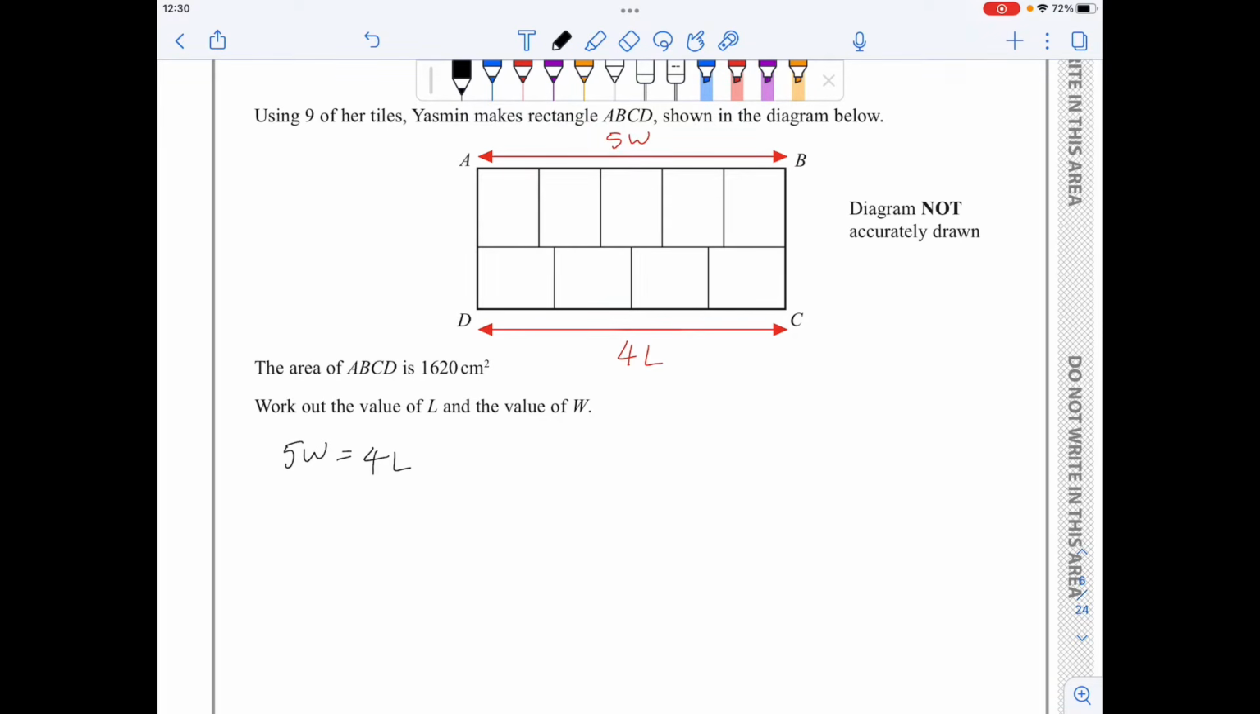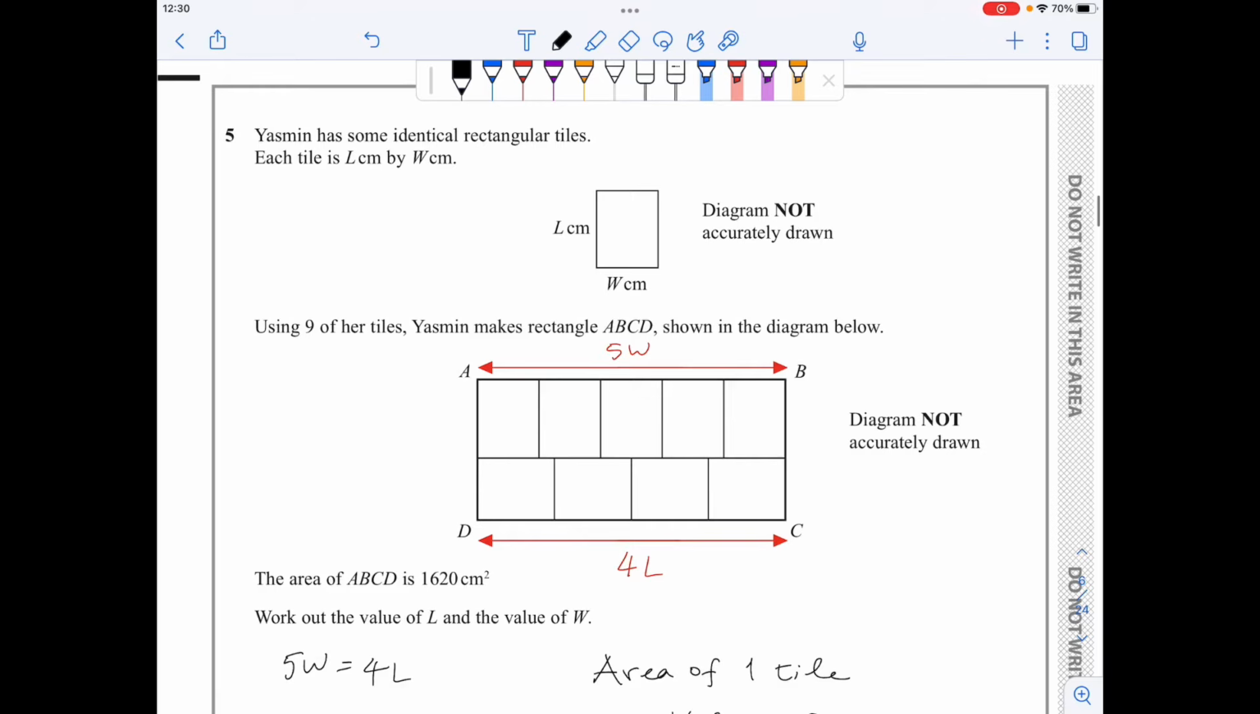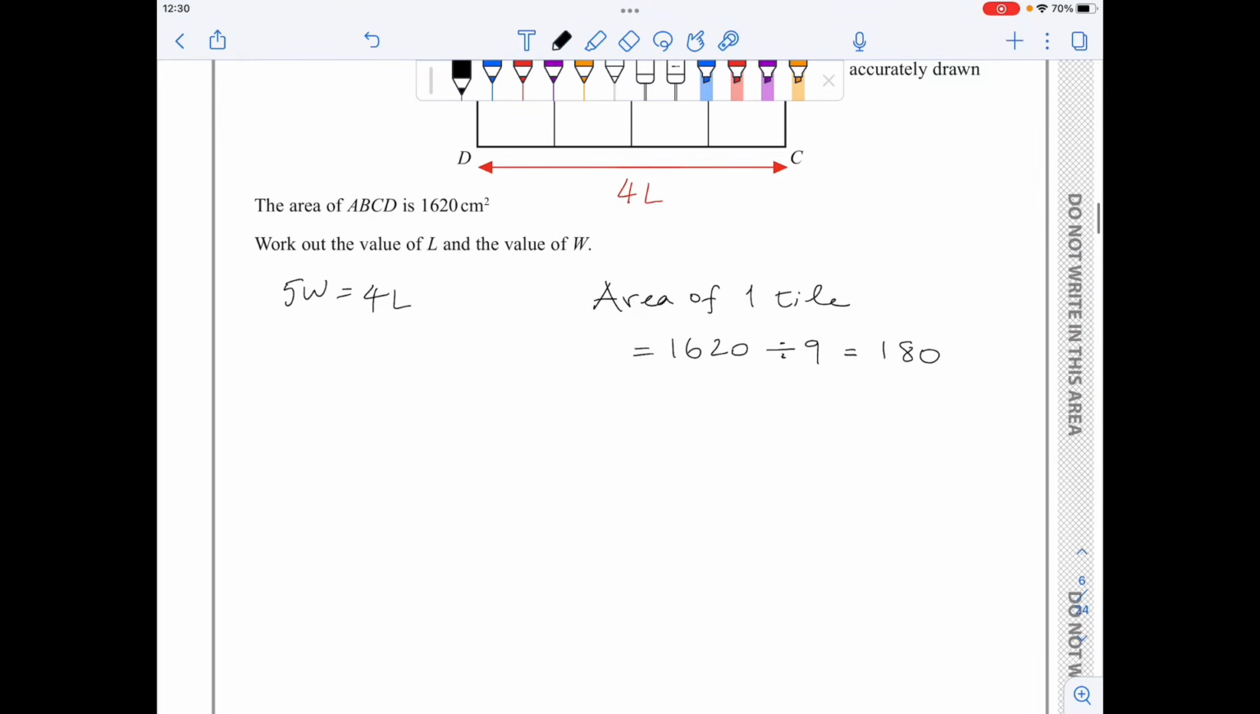Now, the second equation will come from the area. Now the whole area is 1620. So the area of one tile is this number divided by 9. And because I know the dimensions of one tile, I can create my second equation, which will be L times W equals 180. So here are my two equations.